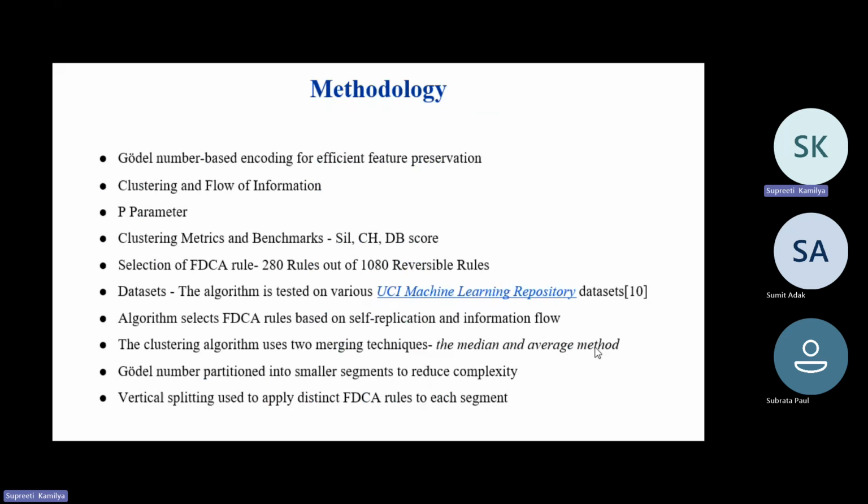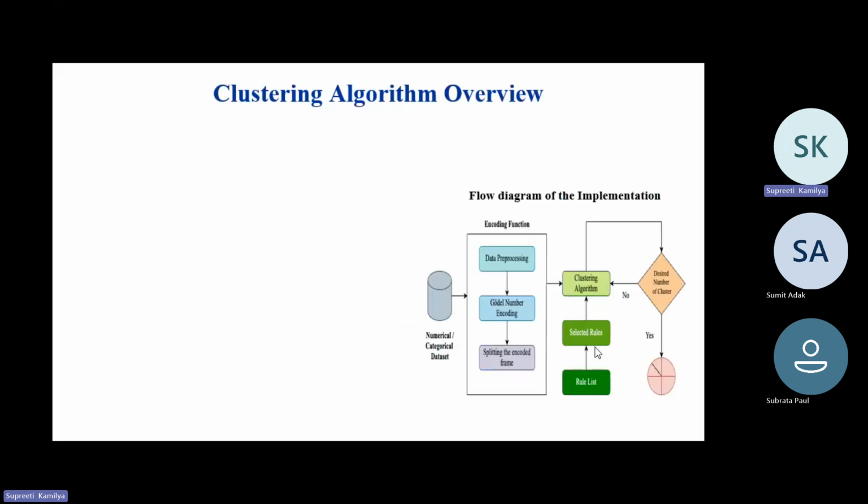In our clustering method, we are using two merging methods. The first is the median method, and the second is the average method. As I said, we are using Gödel numbers to make a string of the data set. We are splitting those string segments into a couple of splits to reduce the complexity.